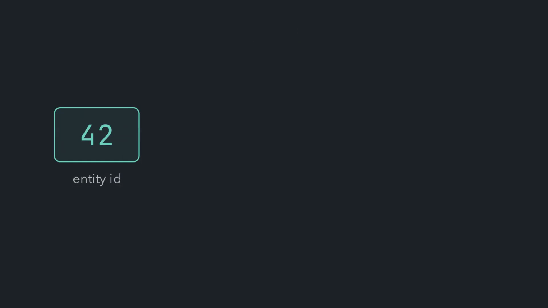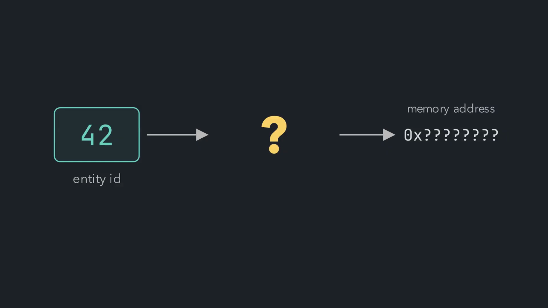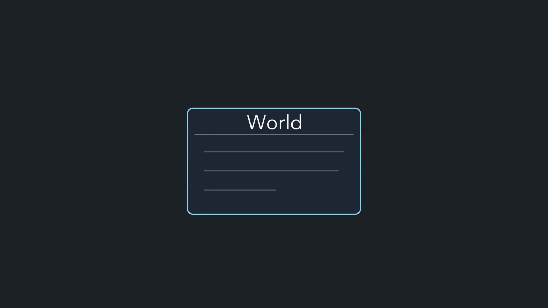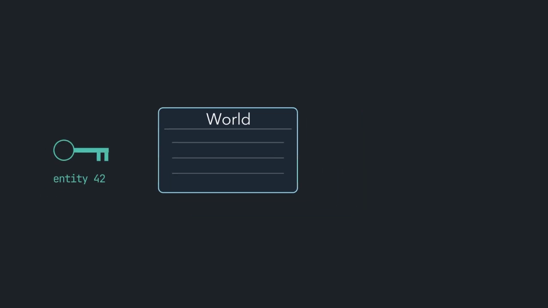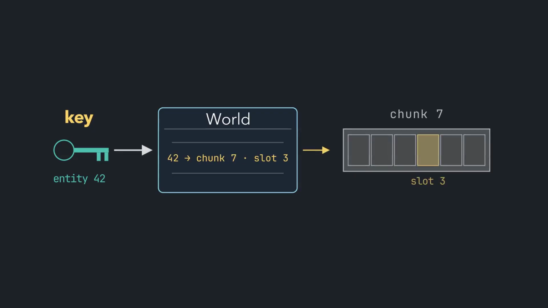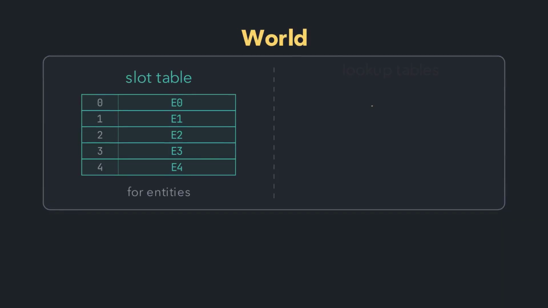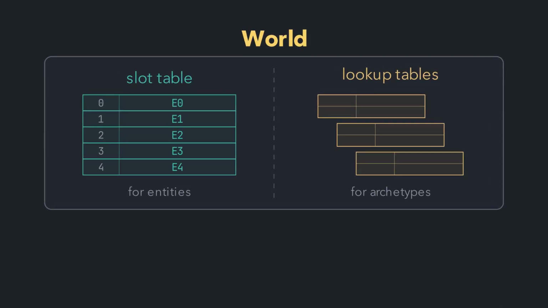You're holding a raw integer. How do you turn that into an actual memory address? The answer is the world. Think of the world as an address book. The entity is the key. The world is what translates that key into a real position inside a chunk. Structurally, the world is a slot table for entities, plus a cluster of lookup tables for archetypes.